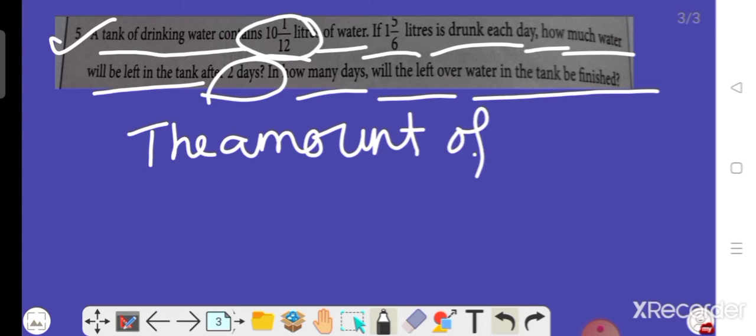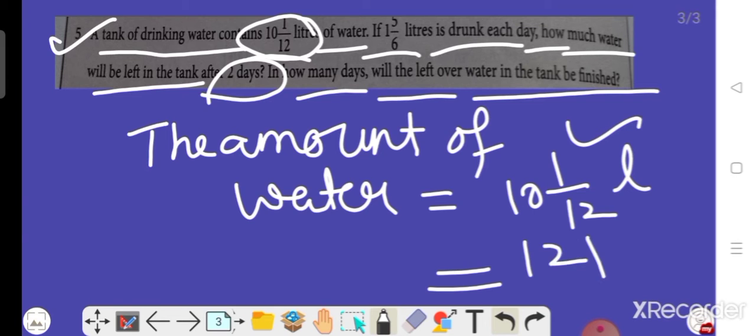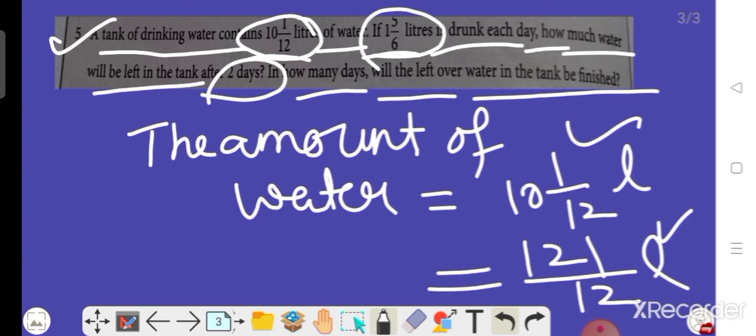The amount of water is equal to 10 1/12 liters. We can write this mixed fraction as an improper fraction, and that is equal to 121/12 liters. Out of this 121/12 liters, 1 5/6 liters of water is drunk each day. How much water will be left in the tank after 2 days?